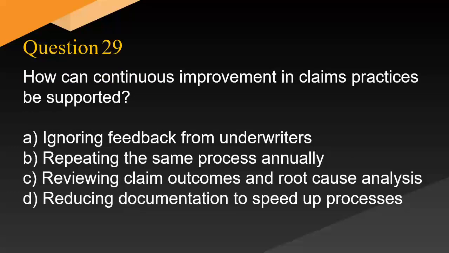How can continuous improvement in claims practices be supported? A. Ignoring feedback from underwriters. B. Repeating the same process annually. C. Reviewing claim outcomes and root cause analysis. D. Reducing documentation to speed up processes.